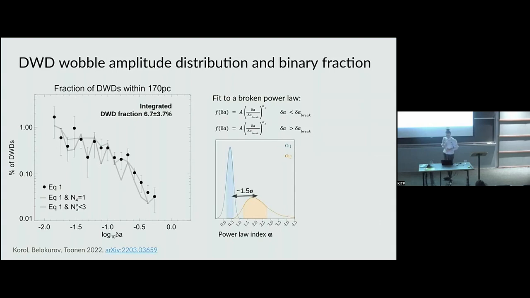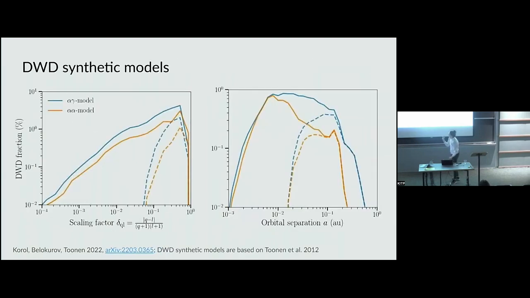Another important detail is that if you integrate this distribution, you get the total binary fraction in this separation regime, and we get 6.7 plus or minus 3.7%, which is consistent with other measurements. Before, I showed you the delta A's, which are not binary separations but a proxy for this quantity. So we need theoretical models to go to the physical separation.